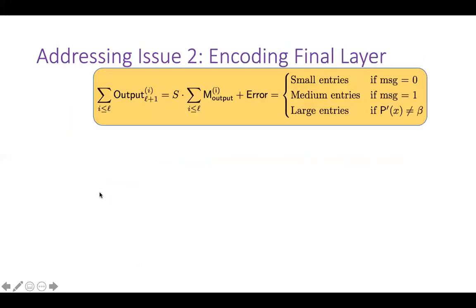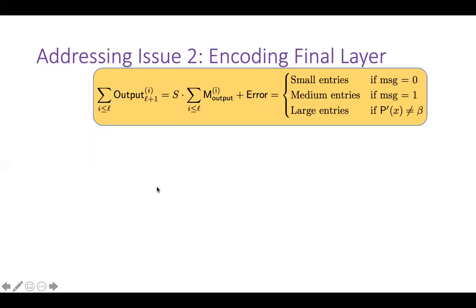And now let's resolve the second issue, for why the prior construction is not perfectly correct. The issue is that when P prime of X is not equal to beta, we know that the summation of these output matrices is close to uniform. It has large entries with overwhelming probability, but sometimes the entries of the matrix could be small. In that case, it's hard to distinguish whether P of X is equal to beta. Now we design the final layer M matrices in such a way that this overall summation is always going to have large entries whenever P prime of X is not equal to beta.